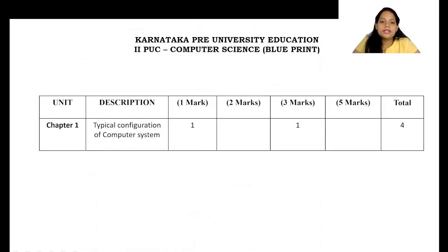Okay. So this is a blueprint according to the Karnataka Pre-University Education. From this chapter, you will get a 1-mark question and also a 3-mark question. So the total marks given is 4 marks. This is a blueprint which is normally given. Okay. This is not for the reduced syllabus. I am giving the blueprint of how it is normally given.